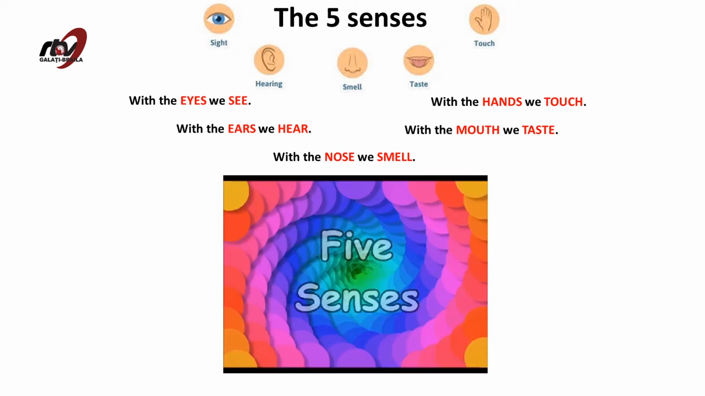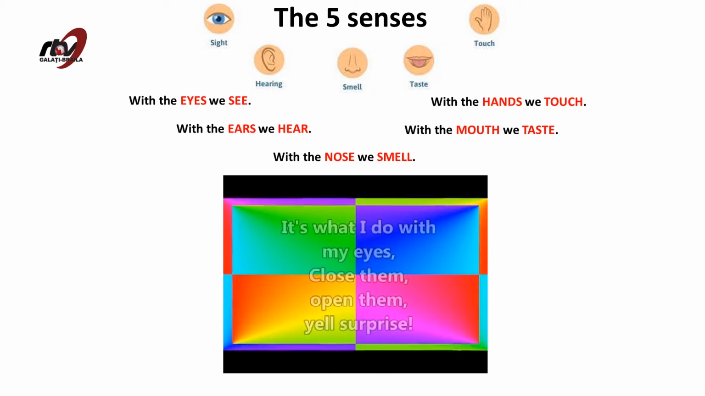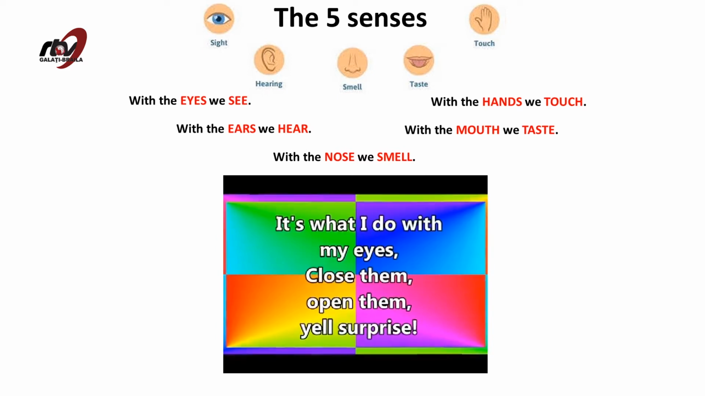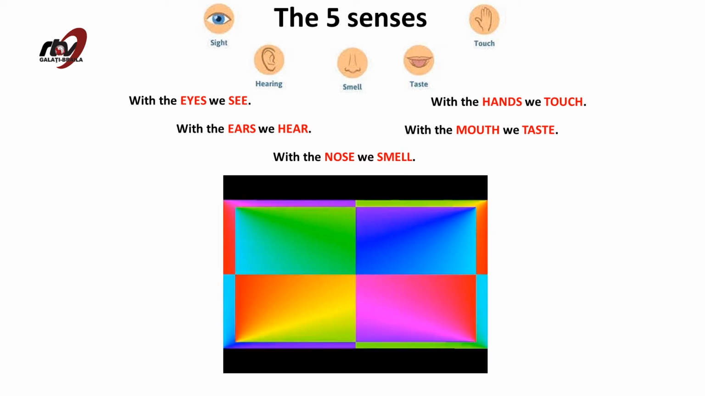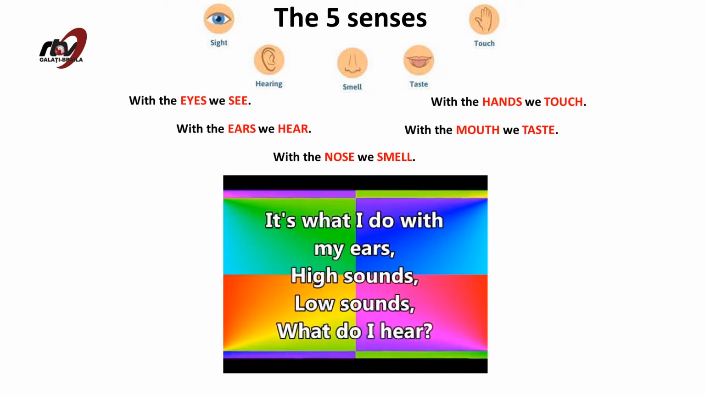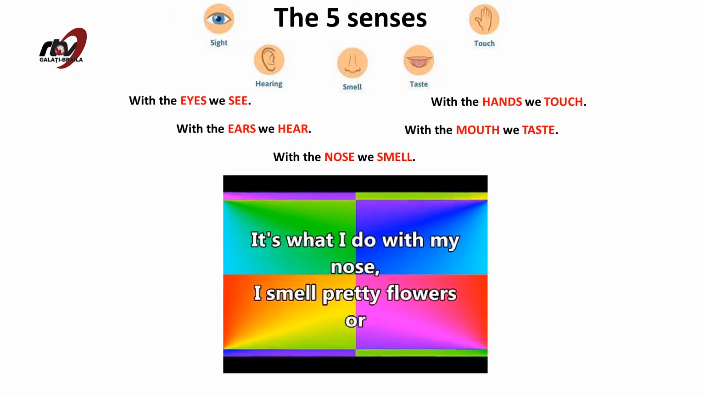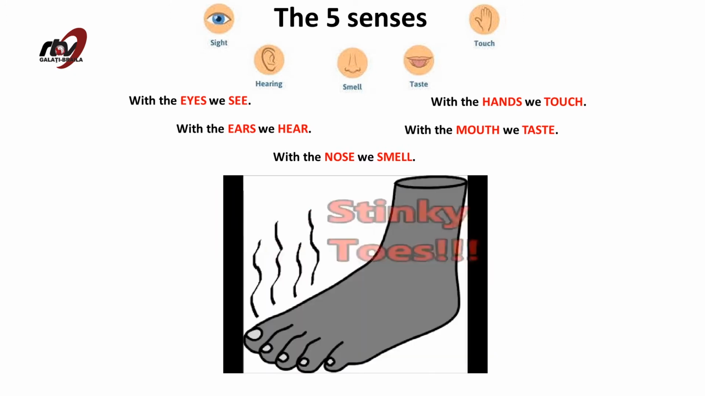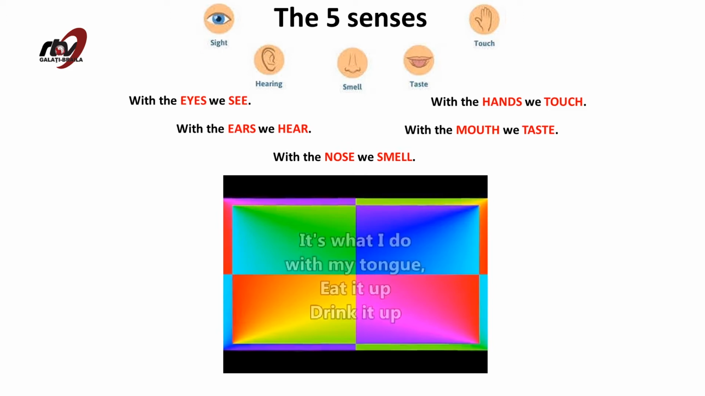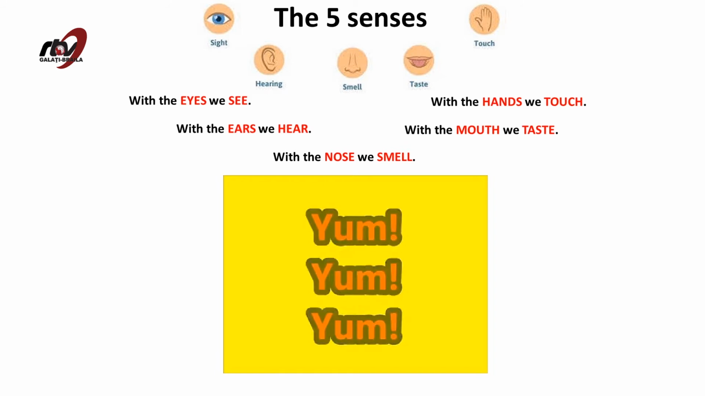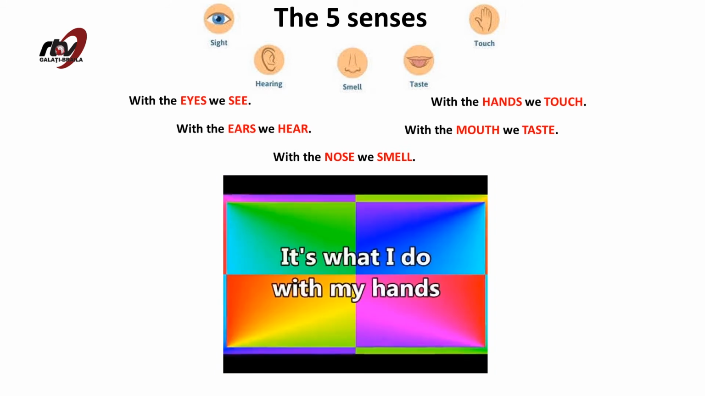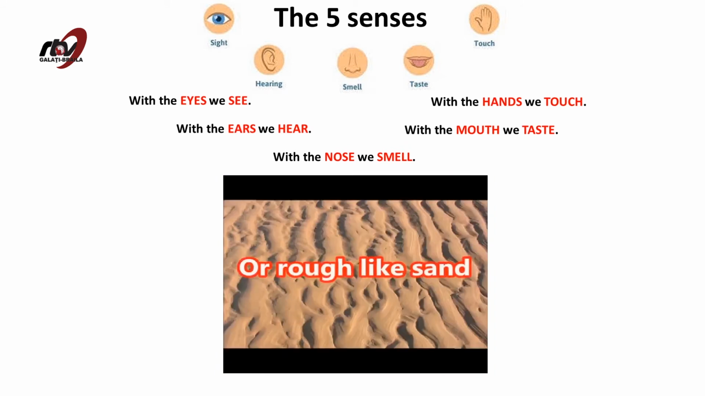Five senses, seeing, it's what I do with my eyes. Close them, open them, yell surprise. Hearing, it's what I do with my ears. High sounds, low sounds, what do I hear? Smelling, it's what I do with my nose. I smell pretty flowers or stinky toes. Tasting, it's what I do with my tongue. Eat it up, drink it up, yum, yum, yum. Touching, it's what I do with my hands. Smooth like silk or rough like sand.